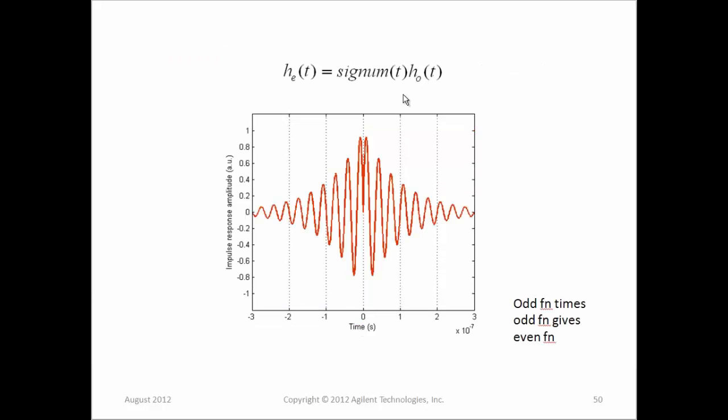Now, if I multiply my signum function by my odd function, I get this even function. I've basically just flipped the left-hand half of this chart, and I get an even function. You can see it's symmetrical around time t equals 0. So odd function times an odd function gives an even function, and this gives me my even function.